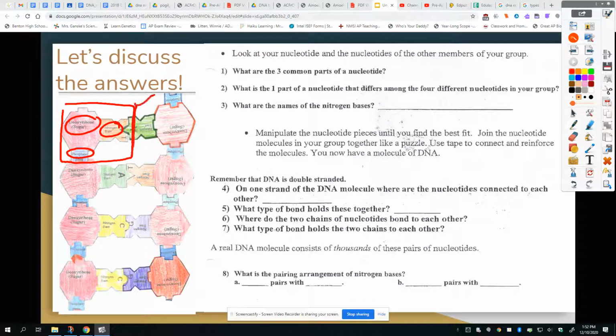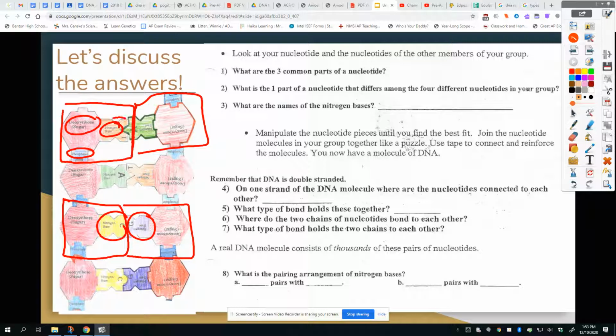So here's one nucleotide here. We have another one here, and then another one here. And the difference in all of these nucleotides is this part. You can see how the colors change, and we have four different nucleotides. So the nitrogen base is what changes, and the names of the nitrogen bases in DNA are adenine, thymine, cytosine, and guanine.